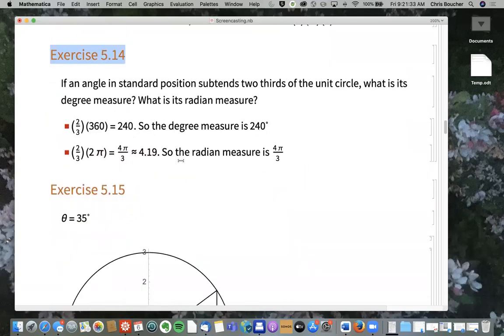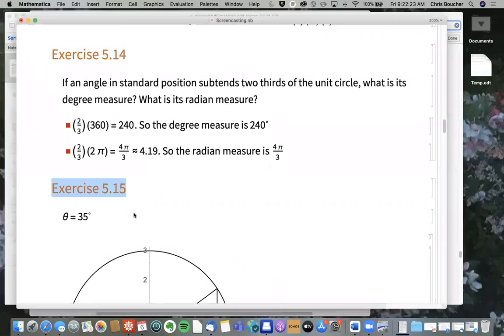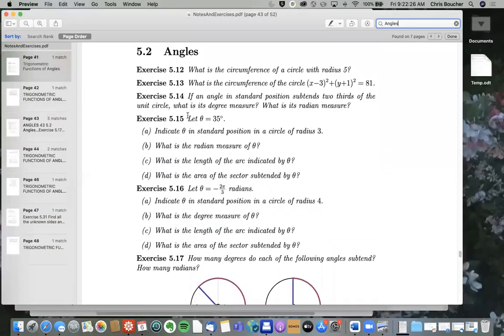So exercise 515. I'm going to pause for a second. Okay, I paused there for a second. We're going to look at exercise 515, and I just wanted to get that exercise up. So here it is. We start with an angle in degree measure: theta is 35 degrees. First thing, indicate it in standard position. That just means draw a picture of the angle in standard position in a circle of radius 3. So I'm going to draw a circle of radius 3 centered at the origin. The initial ray of the angle will be on the positive x-axis.